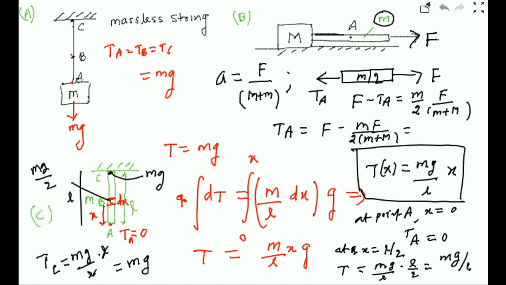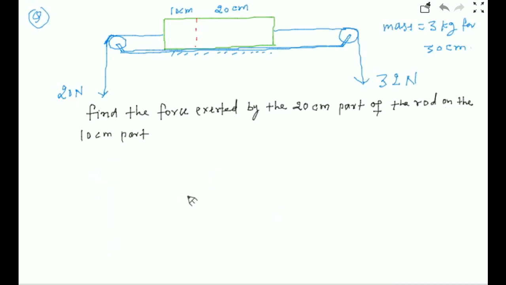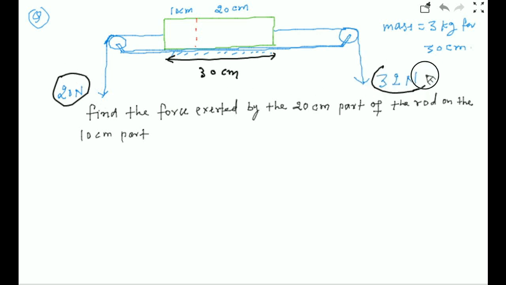Okay. Let's go for another question. Suppose that one mass is given, 3 kg mass, for 30 centimeter. So this length is given as 30 centimeter. One side of the string has 20 Newton acting and the other side has 32 Newton acting.